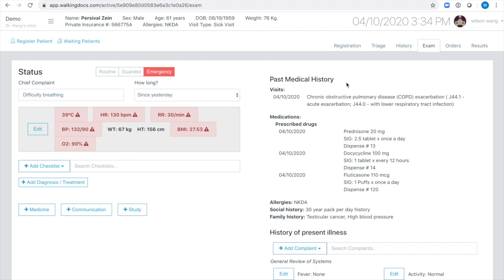We are on the exam page of a 61-year-old patient who's had difficulty breathing since yesterday. For orientation, we see the patient's name is Percival Zine. He's 61 years old, he has no allergies, and he weighs 76 kilograms. It is 3:34 p.m.